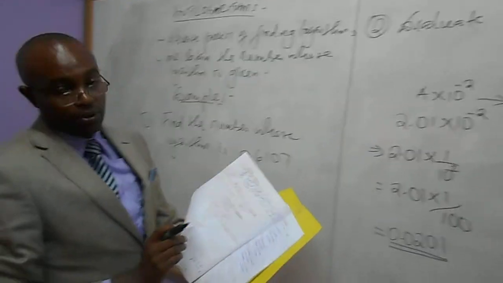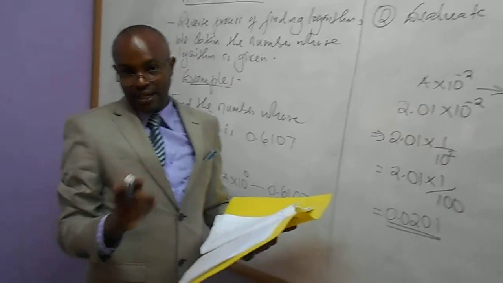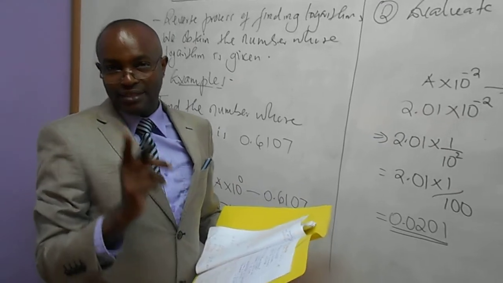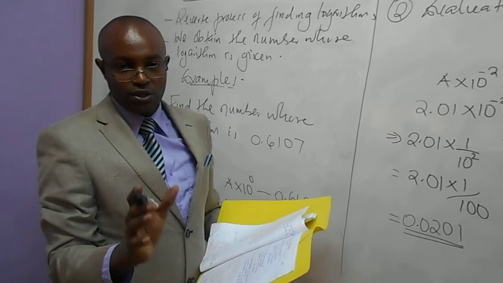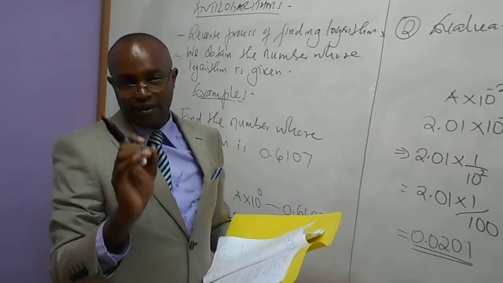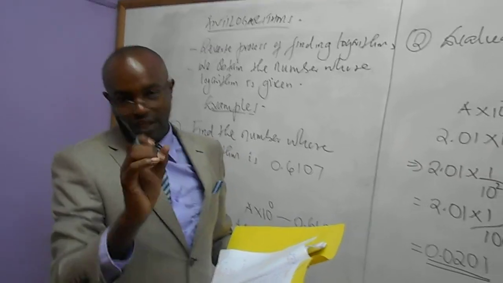And maybe we can have a few more examples in the next lesson. But I want to believe that from this you are now able to use antilogarithms to know the numbers whose logarithms are given. Thank you for your attention.